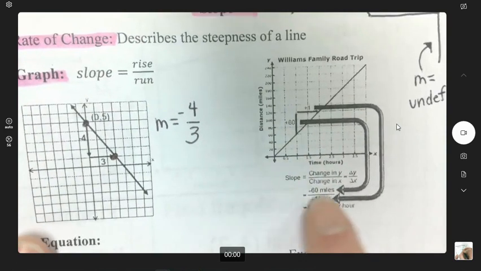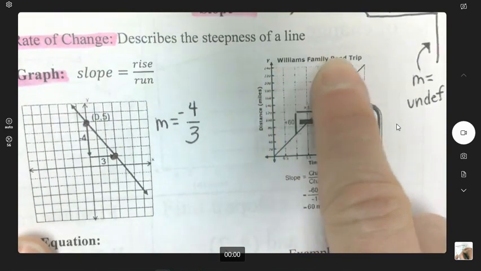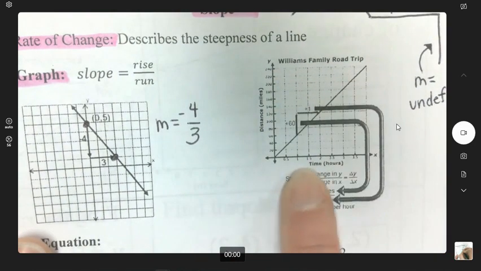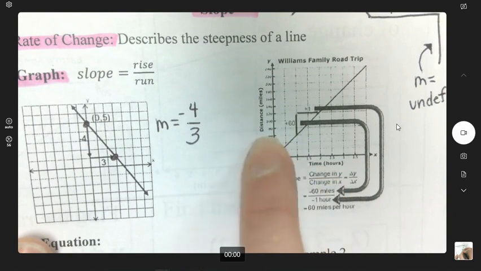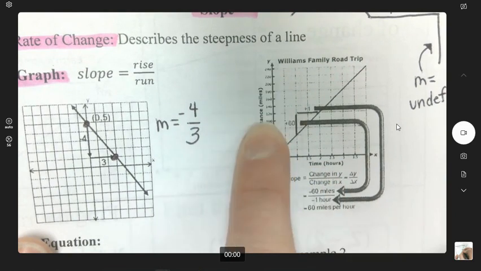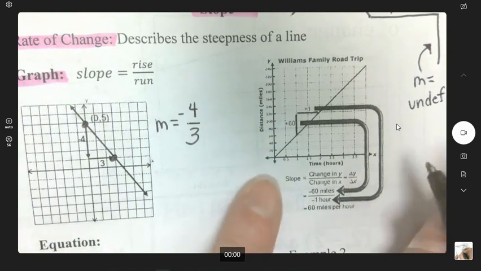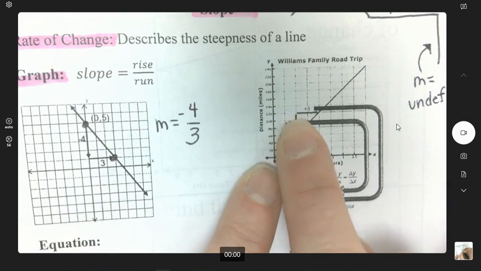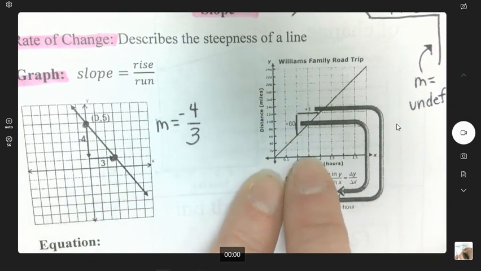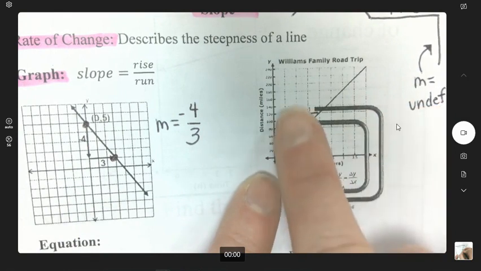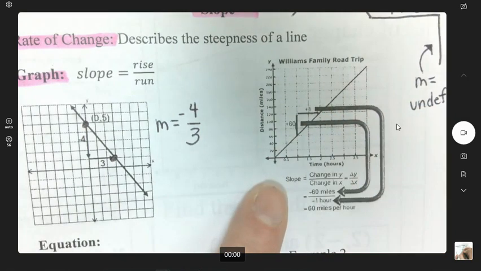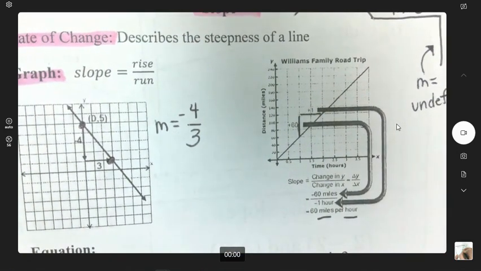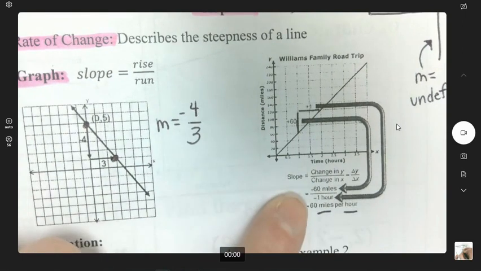If it is a situation with words, you'll usually have a title up here. So it says Williams Family Road Trip. The x value is time in hours. The distance is y, distance in miles. So you do the rise. In this case, it was 60. So you rise 60 and run 1. You've got to pay attention to the units of measure. It's kind of hard to see on here, but pay attention to those units. So it's 60 miles per hour, because the y is in miles.